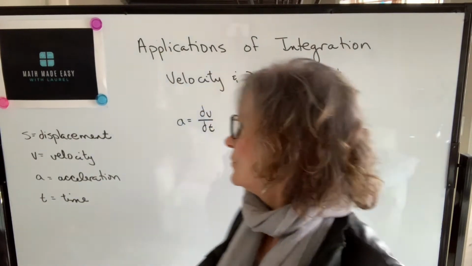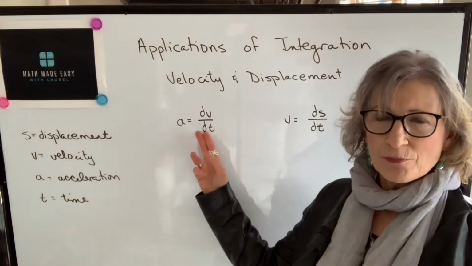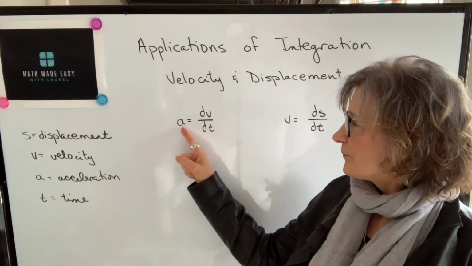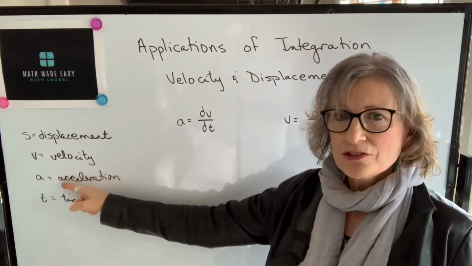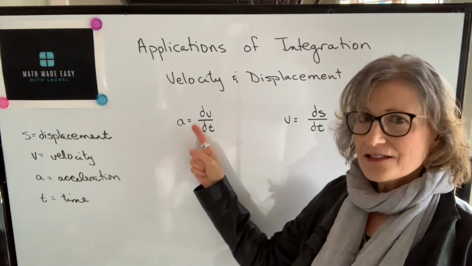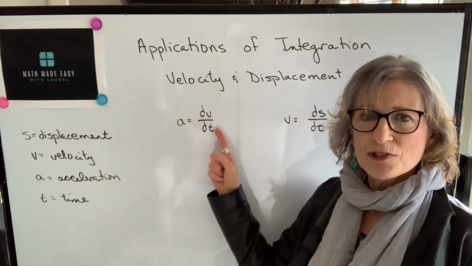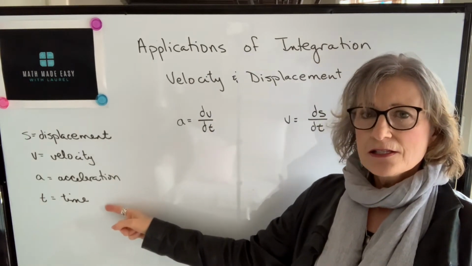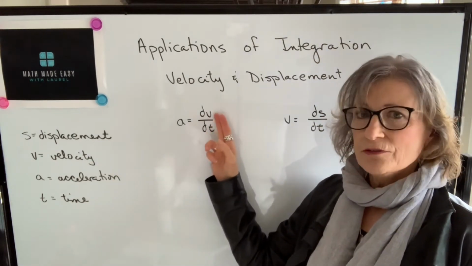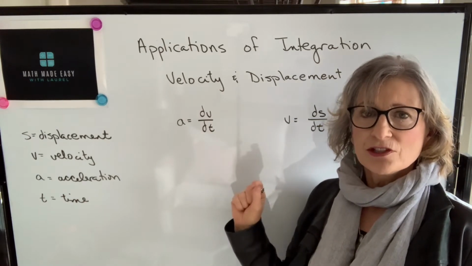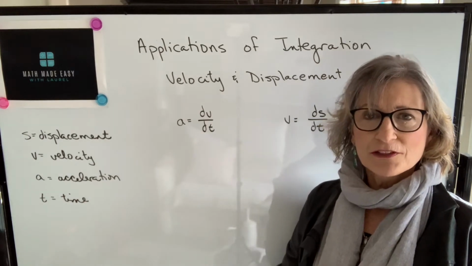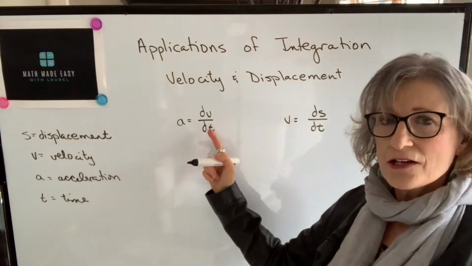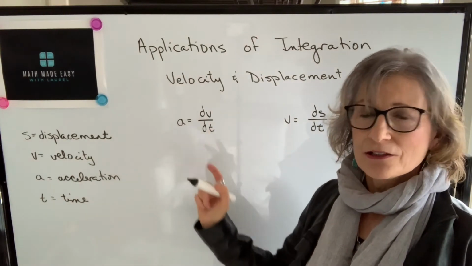In order to do that, I need to review something that we talked about when we were doing derivatives. And that is A, which represents acceleration, is the instantaneous rate of change of velocity with respect to time. V is velocity, T is time. So in other words, A is the derivative of the velocity. Acceleration is found by finding the derivative of velocity. Therefore, I could find velocity if I know acceleration.